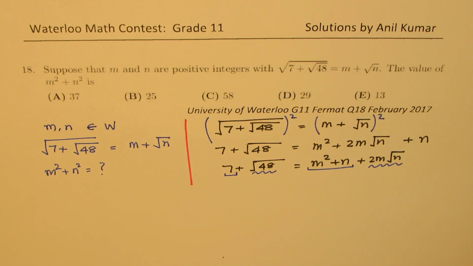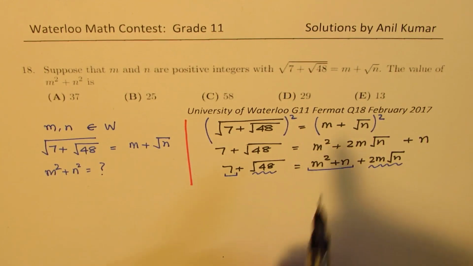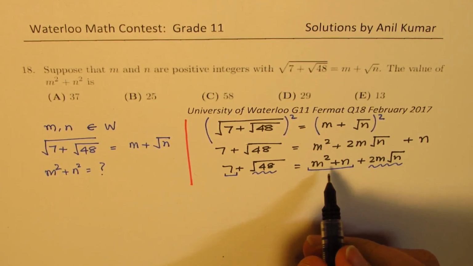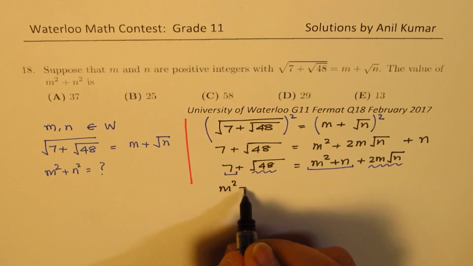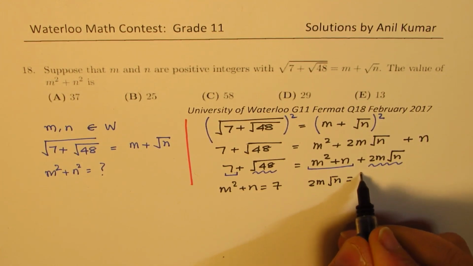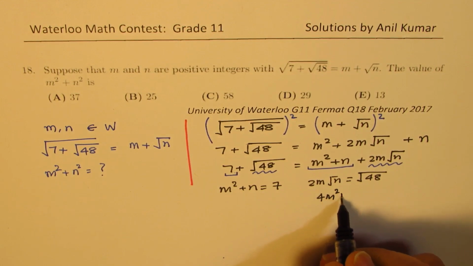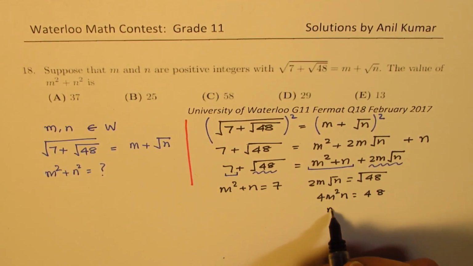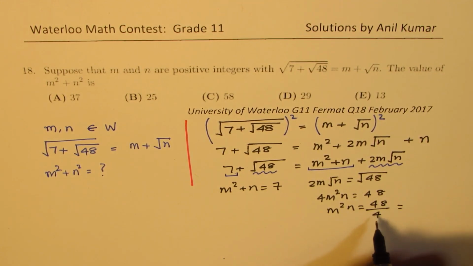That means we need to assume something and we need to really work out some way to figure out the answer, right? So we can take this assumption that the numbers and the radical signs are the same. So that is definitely one of the solutions. So let's see what we get. What we get from here is that m square plus n is 7 and 2m square root n is square root 48. Perfect. Let's square this. We get 4m square n is 48. Well, so that gives us m square n as 48 over 4, which is 12.